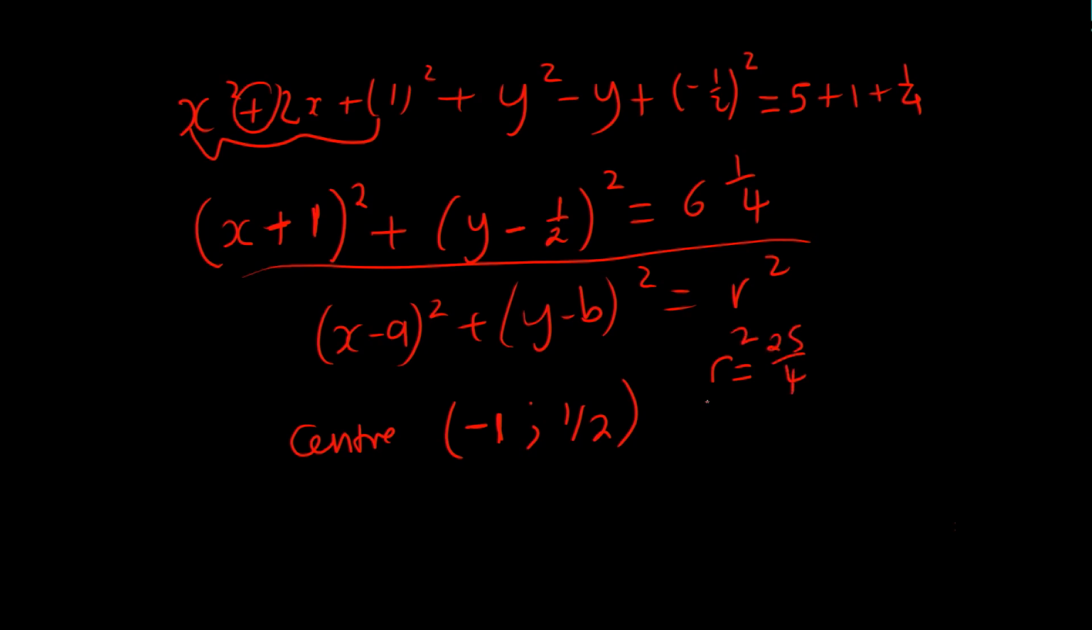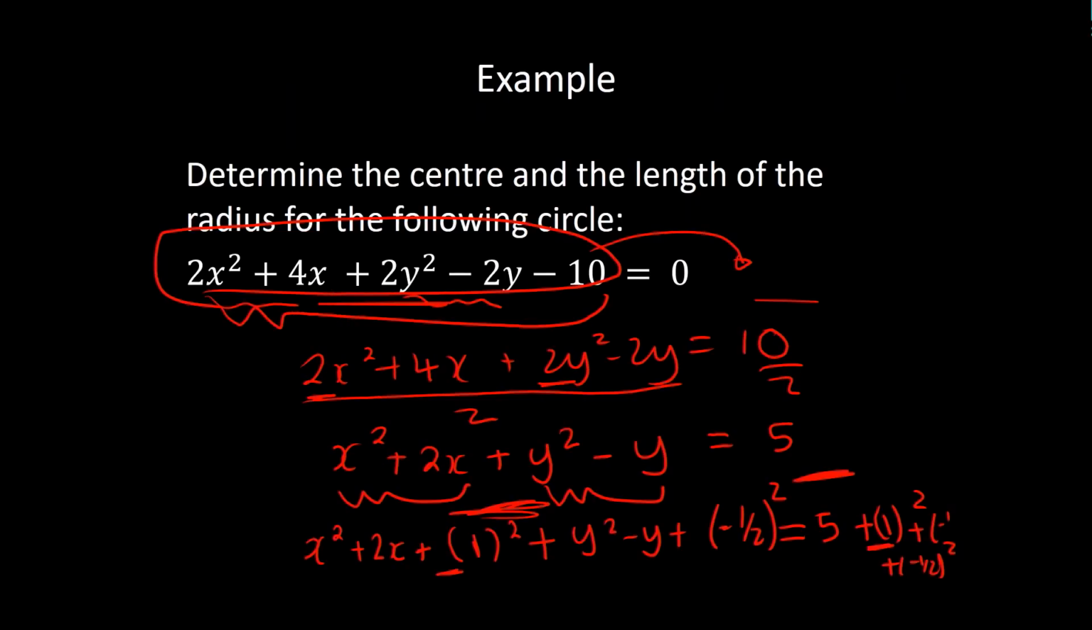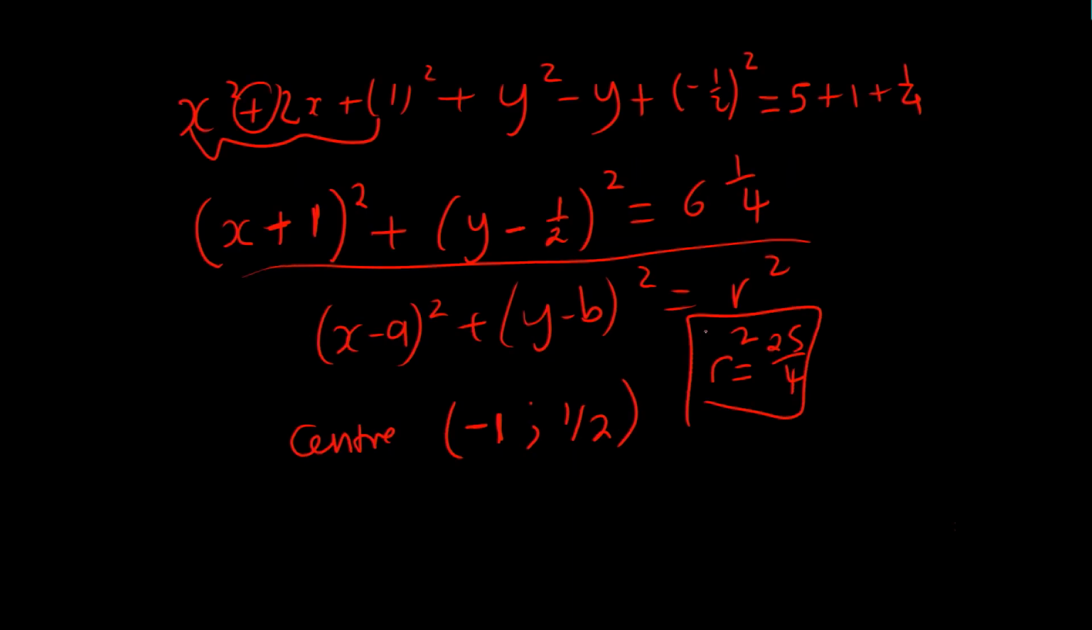This is very important. This is the radius squared, but they did not ask you for the radius squared. They said find the length of the radius. So to find the length of the radius, you have to take the square root of 25/4. So the square root of 25/4 will be giving me 5/2 or 2½.